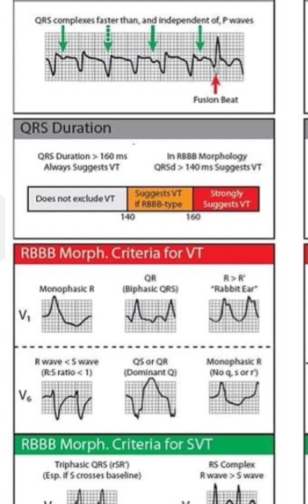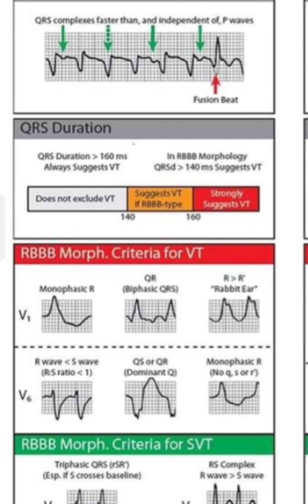In right bundle branch morphology criteria of VT, there would be a monophasic R in V1, or a biphasic QR pattern, or R more than R prime, the rabbit-ear appearance in lead V1. In V6, R less than S, an R to S ratio less than 1. Big Q, big R, dominantly Q in V6 favor VT. Monophasic R, no small q, no S or R prime also favor VT.